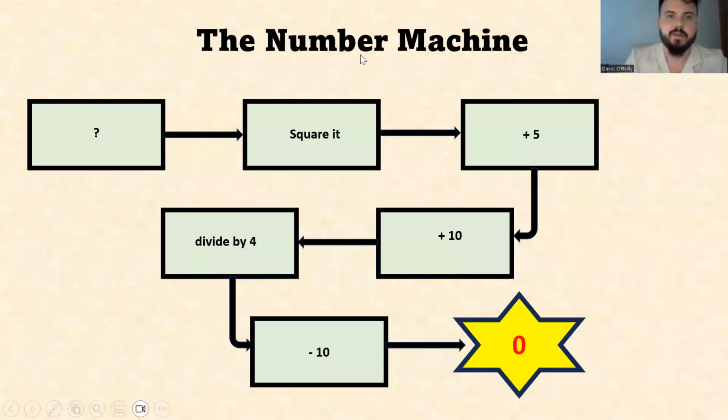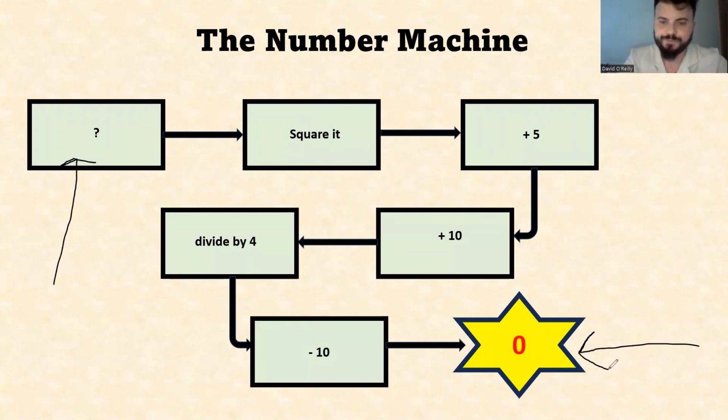All right, this one, you can see we've got the square it operation, which we'll talk about when we get there. But remember, we're going to work backwards. So we need to figure out what number entered the machine here. So let's start backwards. We've got the number 0.